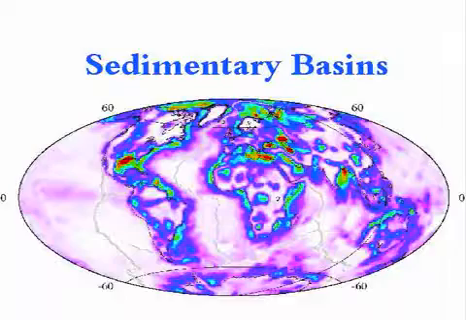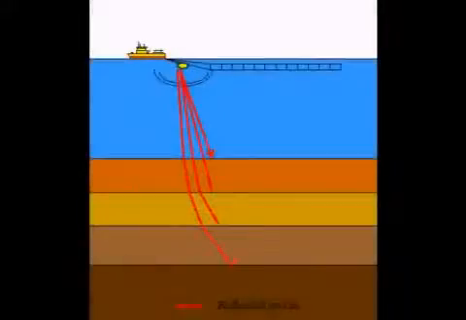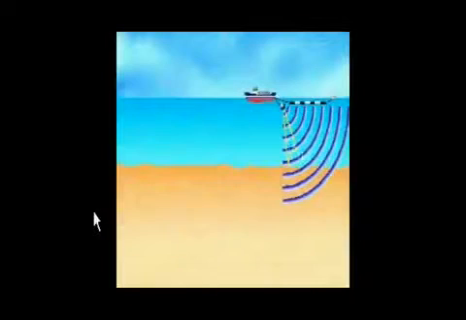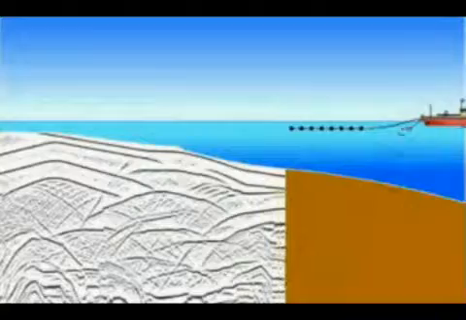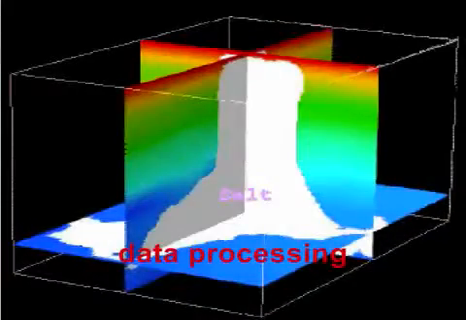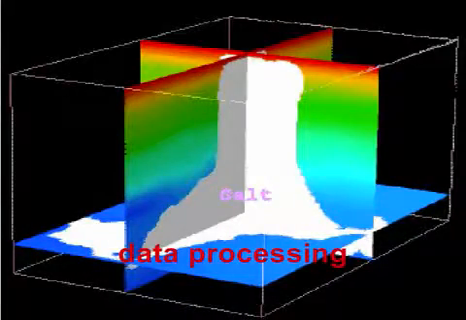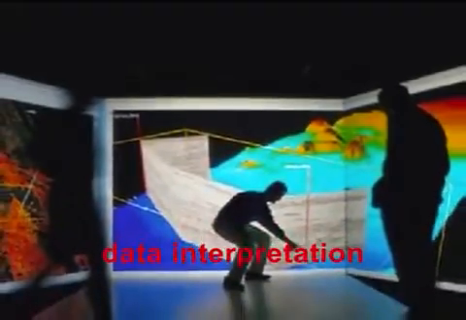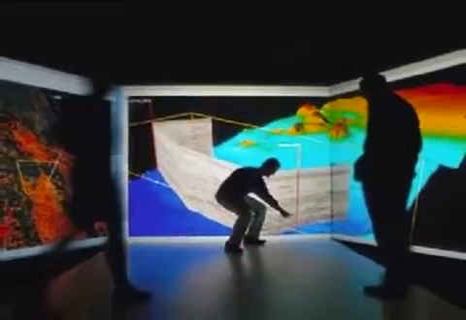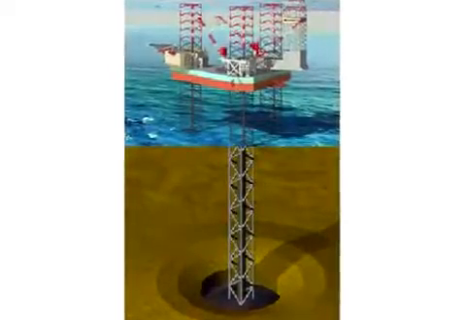Once we've found sedimentary basins, we then conduct seismic surveys to identify structures that might contain oil. In phase 1 of doing a seismic survey, called data acquisition, we get the information. In phase 2, called data processing, we convert the information into charts and maps so that in phase 3, data interpretation, the geoscientist and petroleum engineer can help us pinpoint the exact location of where to drill the first wildcat well.